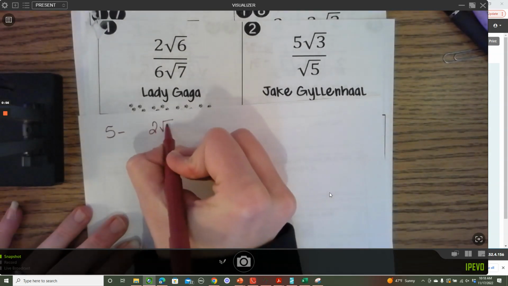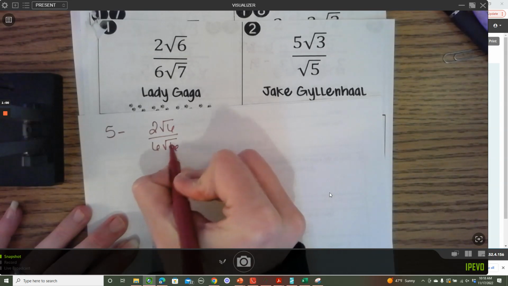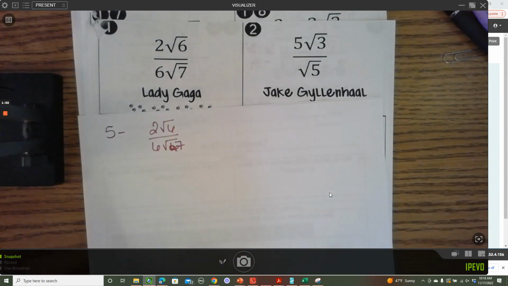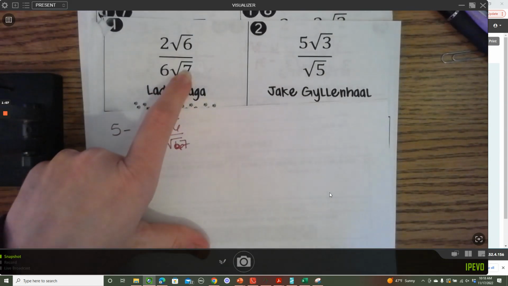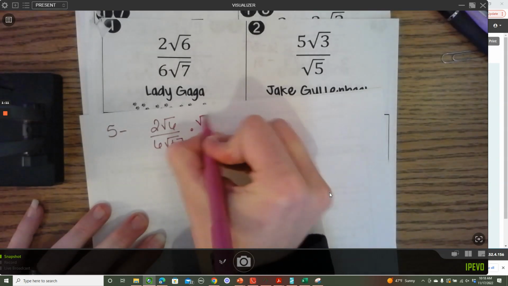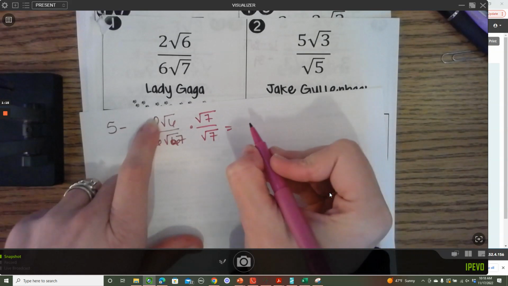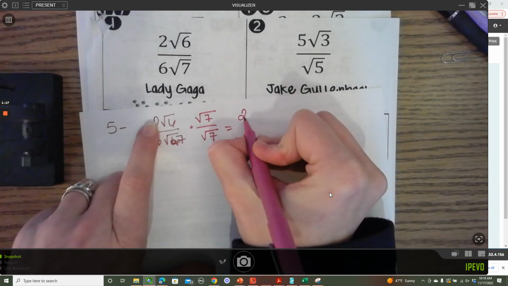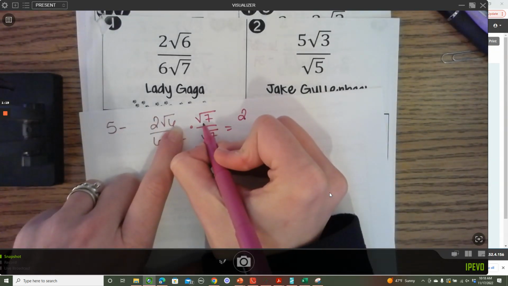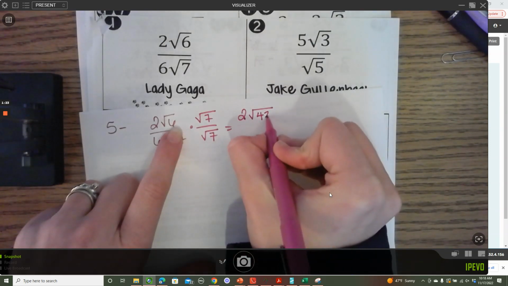That's a basic one. If I could copy down numbers correctly. All right. You cannot have this radical on the bottom. So we're going to multiply by the square root of 7. So the 2 stays here. What's underneath the radicals gets multiplied together. 6 times 7 is 42.